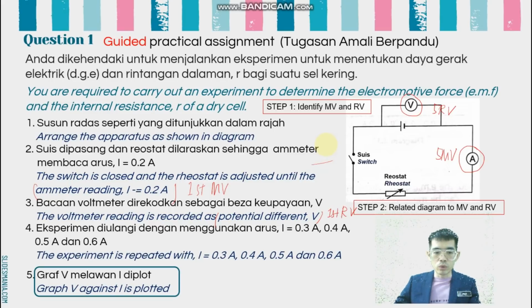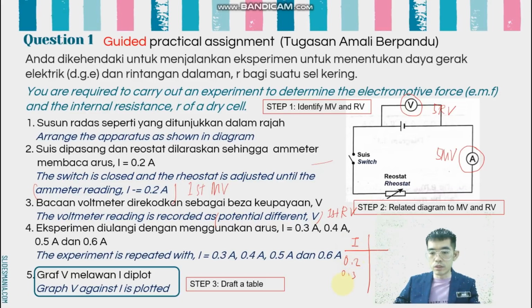For the last step, you have to draft a table. You can draft it here. The current you have to measure is 0.2, 0.3, 0.4, 0.5, and 0.6, and you have to take your responding variable for each reading here. After you are very clear what readings you have to take, you may start your experiment.